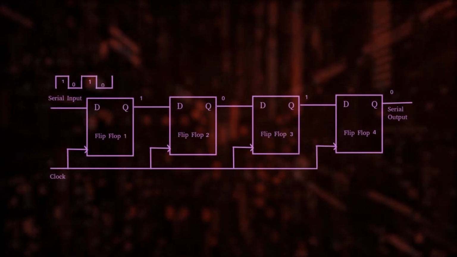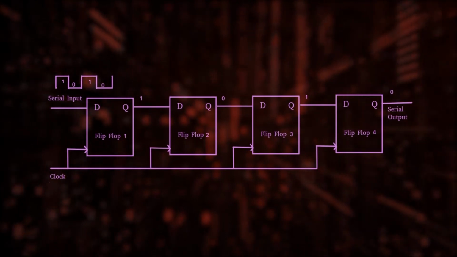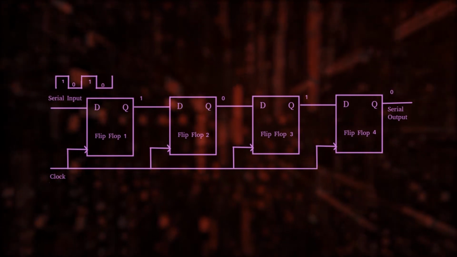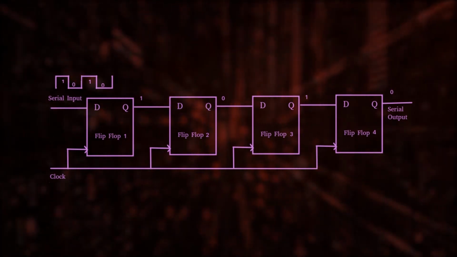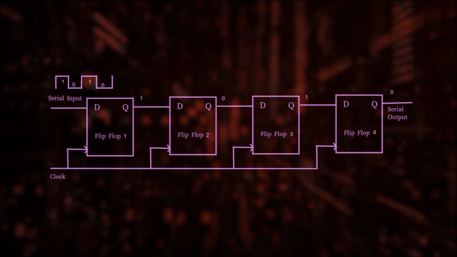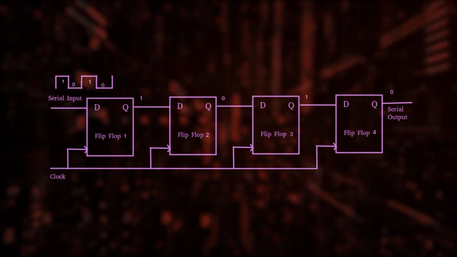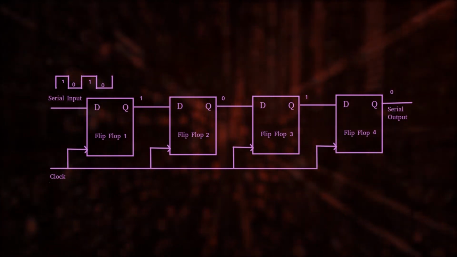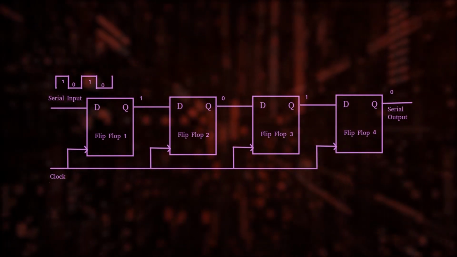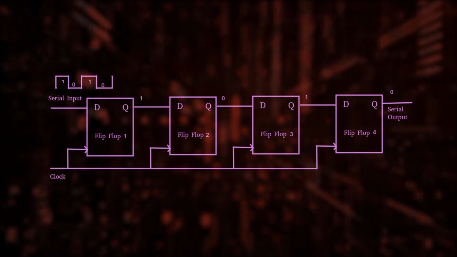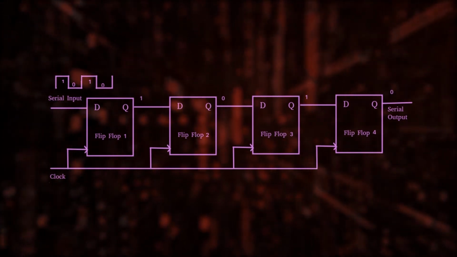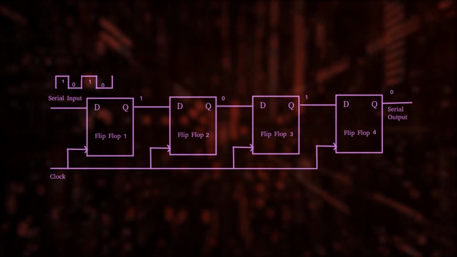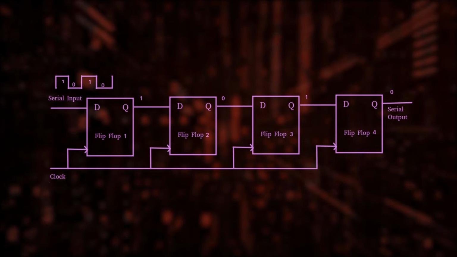This is the logic diagram of a SISO register. There are 4 flip-flops chained together and there is only one external input to this register. That is, the input is supplied to the first flip-flop and the output of that flip-flop is connected to the input of the next flip-flop, and this chain continues to the next flip-flop and so on. Finally, the output of the last flip-flop of the chain is considered as the external output.